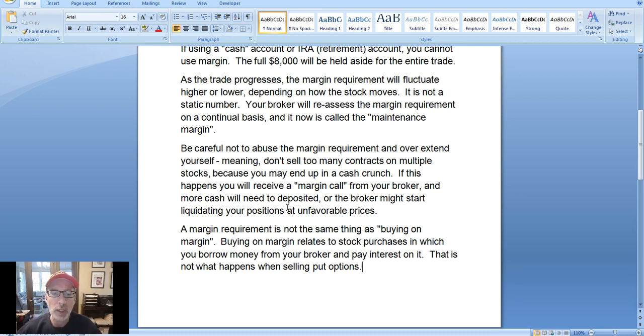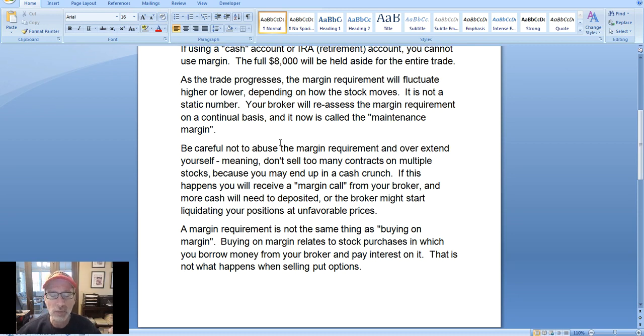One other thing I want to talk about, margin requirements. Some people will get the margin requirement confused with what we call buying on margin. Some of you may have been buying on margin in your account. What that means is when you buy shares of stock, you can either outright pay for those shares on your own using the cash in your account, or you can have your broker pay for half of those shares and you pay for the other half.